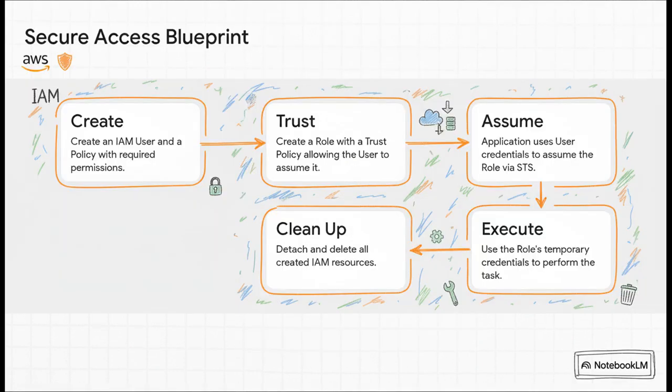So let's just zoom out and look at the whole blueprint one more time. 1. We create our identities and permissions. 2. We link them with trust. 3. The application assumes the role to get temporary credentials. 4. It does its job with those credentials. And 5. We clean everything up. This 5-step pattern is a powerful, secure, and repeatable way to manage access for pretty much any application on AWS.